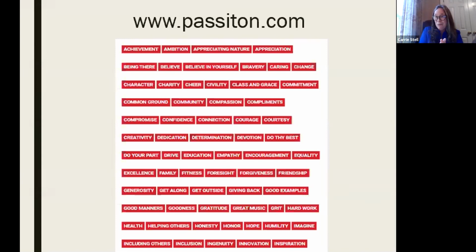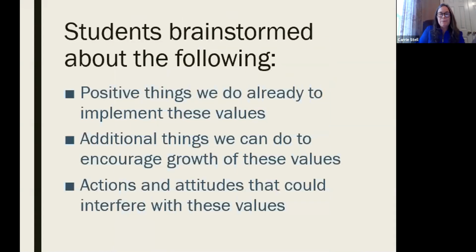what we did during our first hour, first discussion of this activity. When I came home and created that document, I shared the 7 values that we singled out and their definitions. So the second day, there was a second day of activity. And again, we spent about an hour on this. And the students brainstormed about these things, the following: positive things we do already to implement these values, additional things we can do to encourage growth of these values, and actions and attitudes that could interfere with these values. So those were the topics we were talking about.